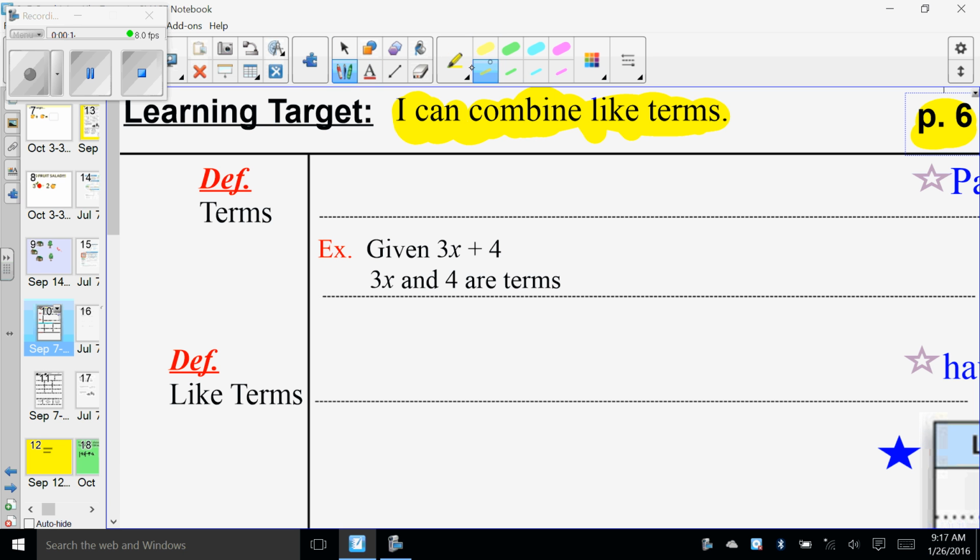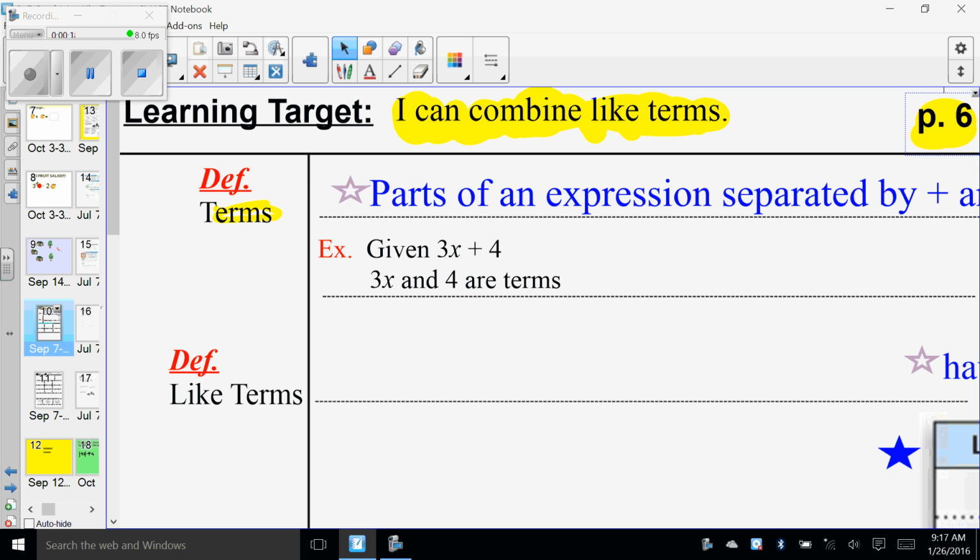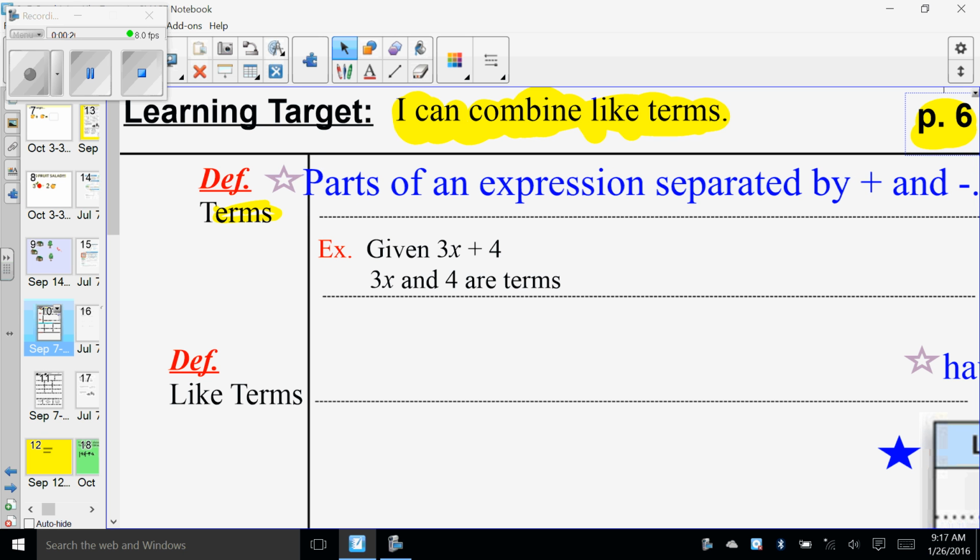Terms. What are terms? So if you think about what terms are, they really are parts of an expression. They are separated by add and subtract. So we'll talk about what that means in just a second here. Go ahead and copy those notes. So parts of an expression separated by add and subtract.